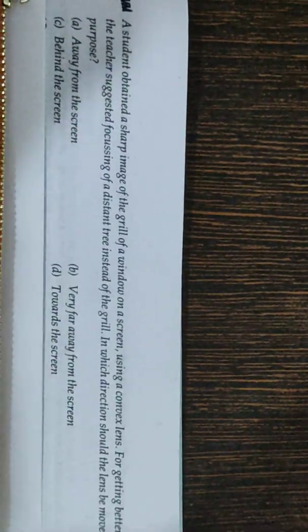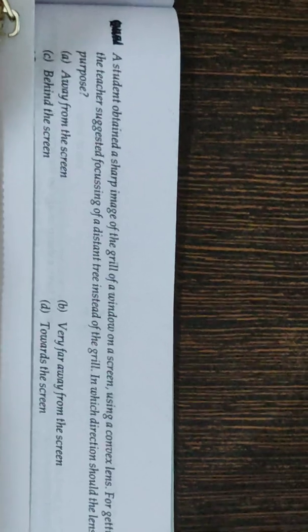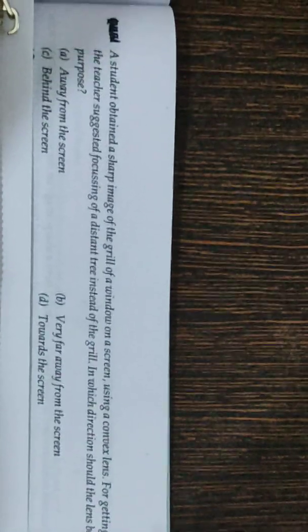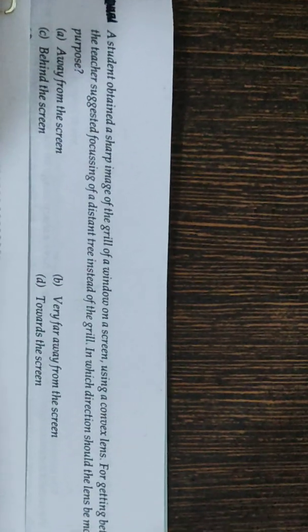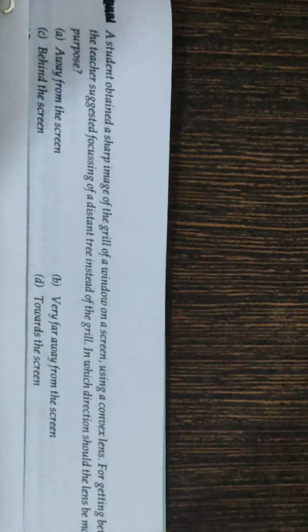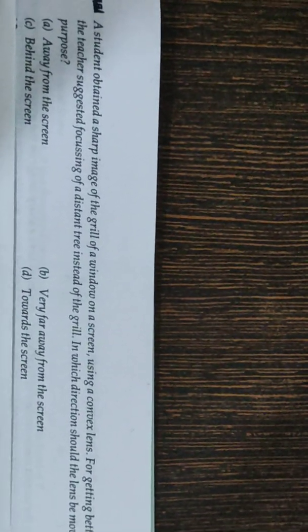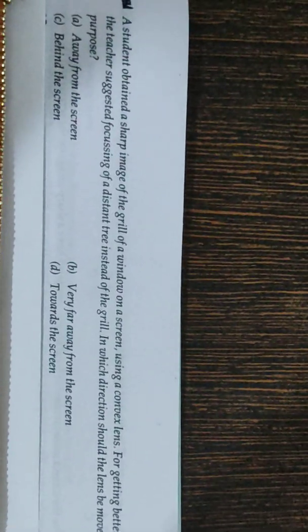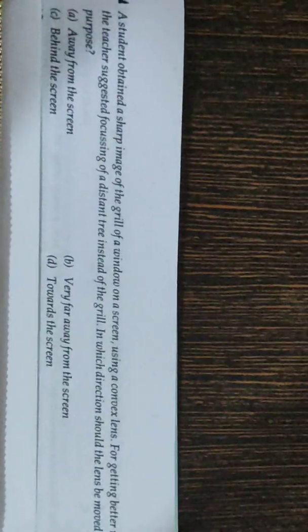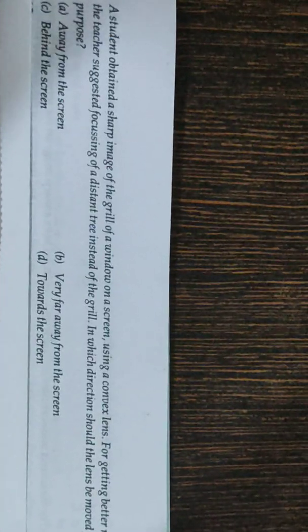We know that if we consider the grill as the object, it is not very far away, not at infinite distance. So this is a case when the object is beyond 2f. In such a case, a real, inverted and diminished image is formed between f and 2f. And when we consider the object to be a distant tree, it means the object is at infinity. In that case, the image is formed at focus. So the image distance has decreased now.